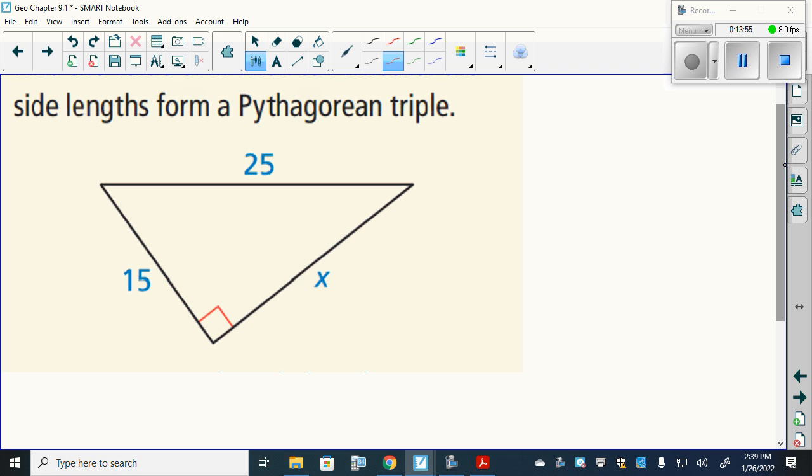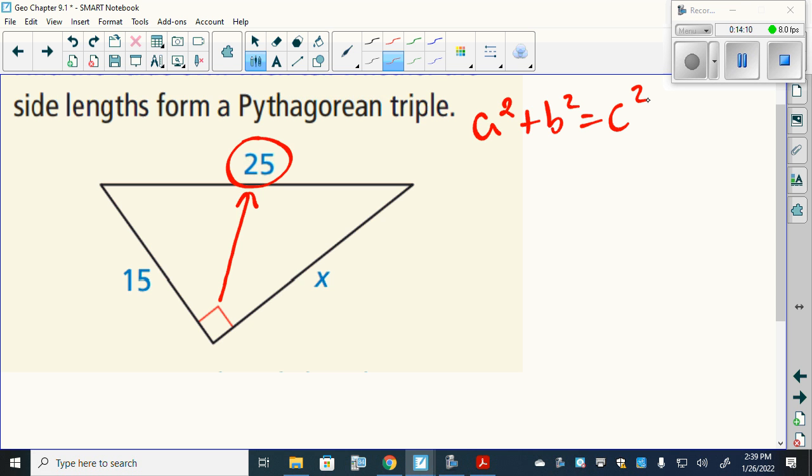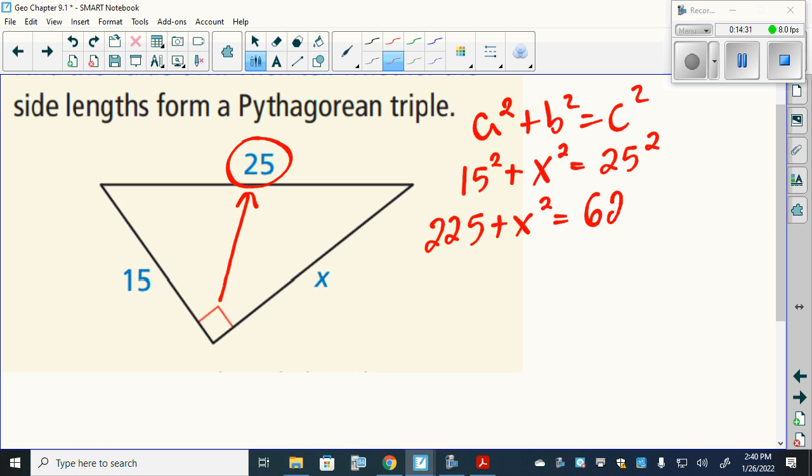Let's look at one more like this, and then we will move on. 25. The hypotenuse is C. And 15 would be A. a squared plus b squared is equal to c squared, so we're saying that a would be 15 squared plus x squared is equal to 25 squared. So 15 squared is 225. And then 25 squared is 625.